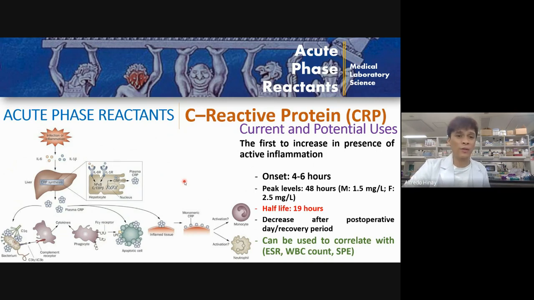Sir, I'm not familiar with the term half-life. What does it mean? Half-life means how long it lasts. So it lasts only up to 19 hours, then it will be produced again. Half of the life is 19 hours. And then it decreases after the post-operative and recovery period, as I mentioned earlier, and can be used to correlate with ESR, WBC count, and your serum protein electrophoresis.